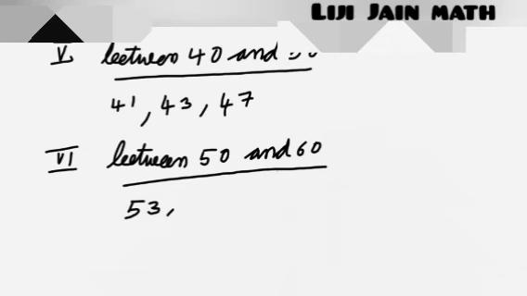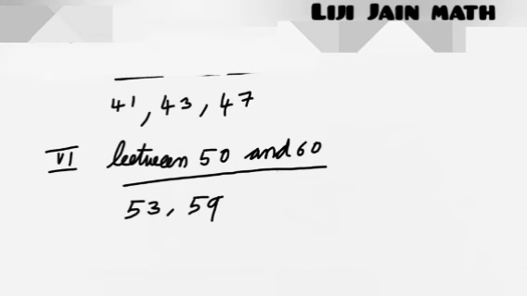Why is 57 not a prime number? Can you say what is the reason for that? Yes, 19 3s are 57. 58, even number, not a prime number. 59 is a prime number. And 60, of course, composite number, not a prime number. Have you understood? Okay, now let's move on to the next one.